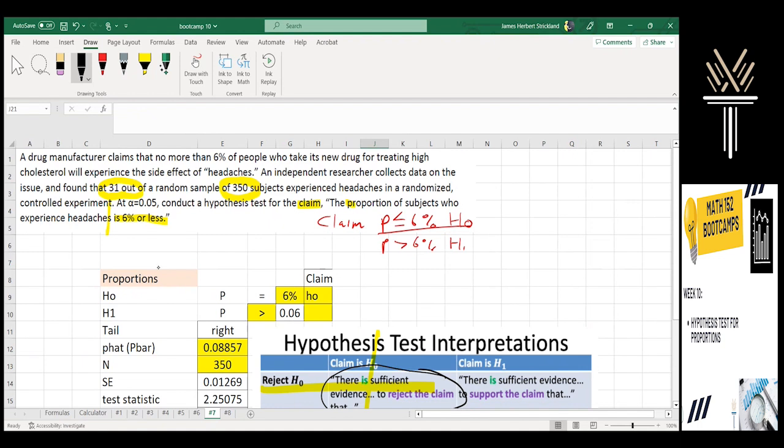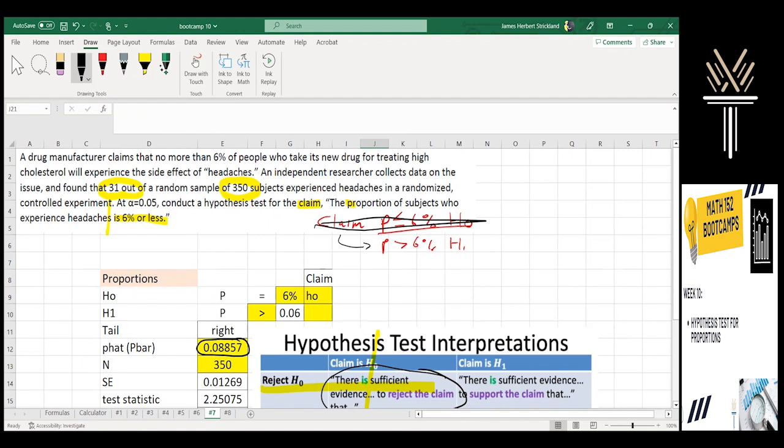In other words, we're saying that it's more likely something more. We're rejecting the claim. We're saying that this seems to be wrong, and therefore it appears that more than 6% get headaches. If I want to know how much more, I would use this calculation and create a confidence interval about it.